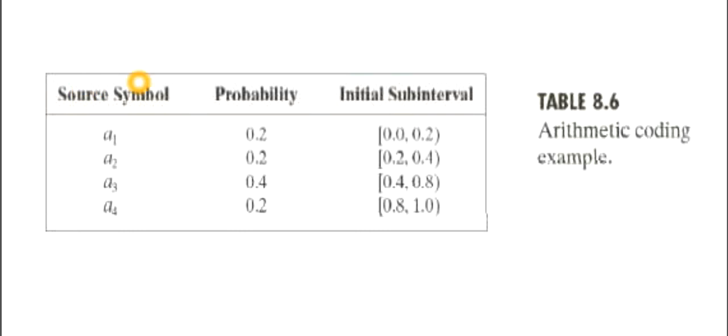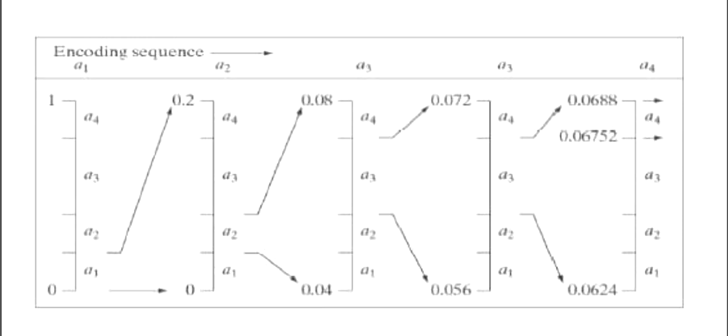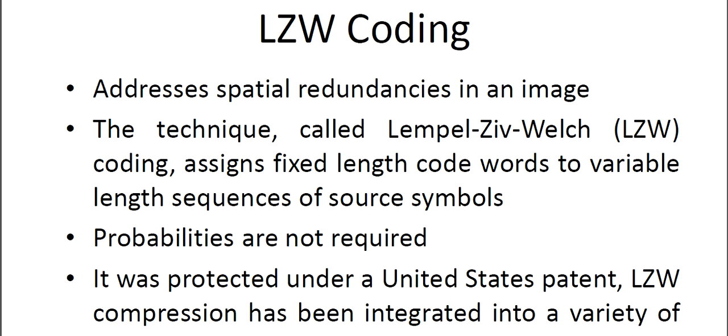You can take a screenshot of this particular table. We have source symbol, then probability, then initial sub-interval. You see A1, A2, A3, A4 with respective probabilities 0.2, 0.2, 0.4, 0.2. The sub-interval is closed on one side and open on the other. So the arithmetic coding example is this one, and that's how the encoding sequence goes on.